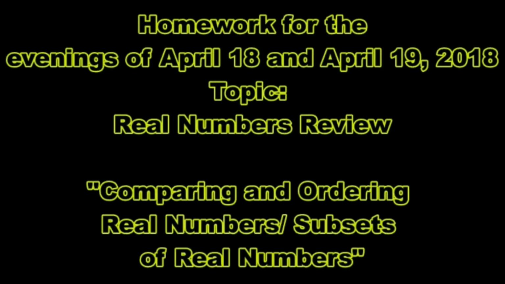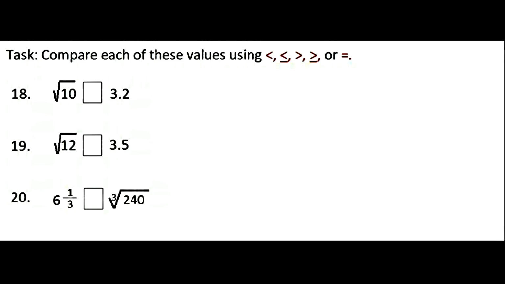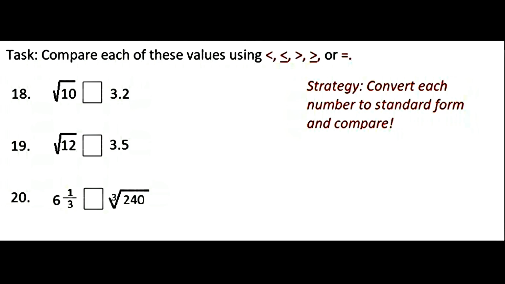Let's get started. All right, so our task here in 18, 19, and 20 is to compare each value using less than or equal to, greater than or equal to, or equals. So we're going to compare these real numbers using our symbols. Here's the set of problems we're going to solve, 18, 19, and 20. The strategy stays the same. Convert each number to standard form and compare.